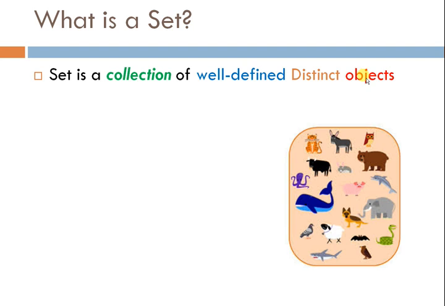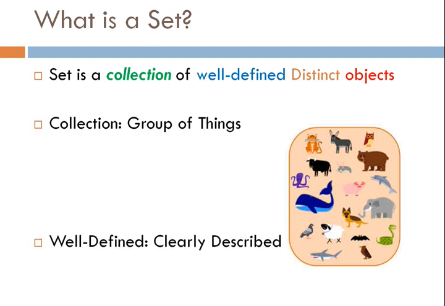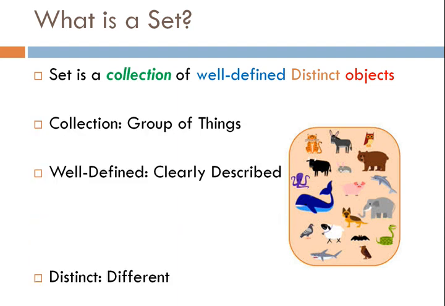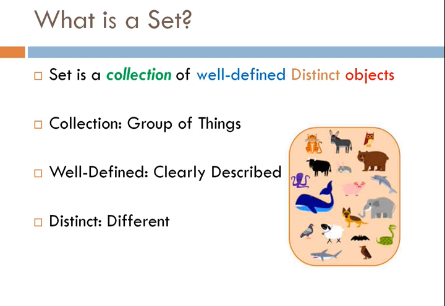form a set. A set is only formed when it has three qualities. It is a collection of anything, then it will be well defined, and all the elements of the set are distinct. Then it will be called a set. A collection of a group of things, well defined, clearly described and distinct.